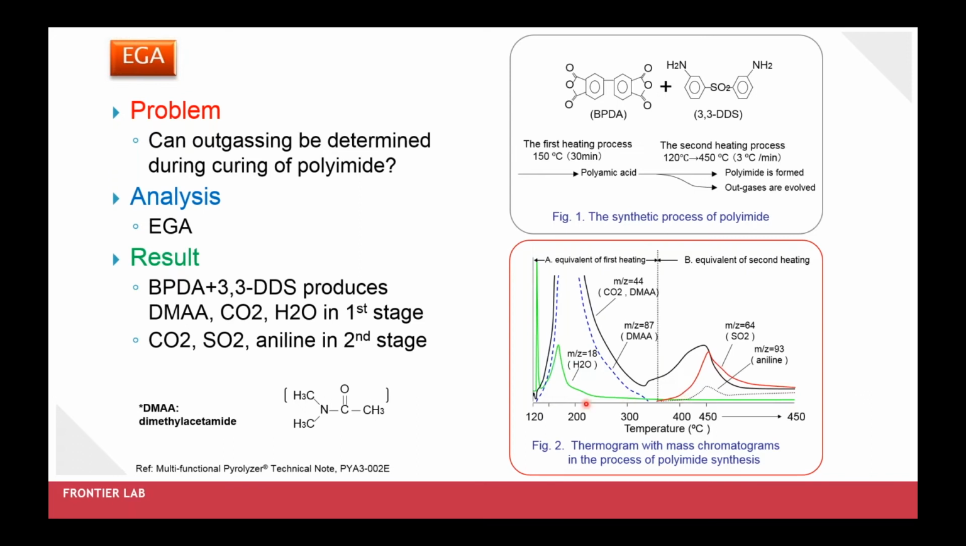And so down below, we have an EGA run here, and what we're able to do is to see where these two different steps happen. So as we heat the sample from 120 up to 450, and we can change, of course, the rate to do that, we see water coming off here in green, and then we also see the dimethyl acid come off, but it comes off just in the first heating step. And then, of course, we see carbon dioxide coming off, mass 44. And then as we enter the temperature that would correspond to the second heating step, we begin to see the SO2 come off, and we begin to see the aniline come off. And now we no longer see the dimethyl acid amide.